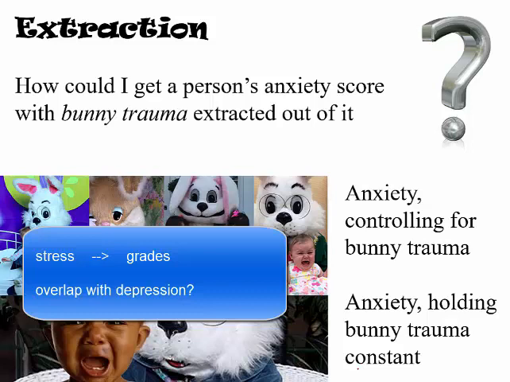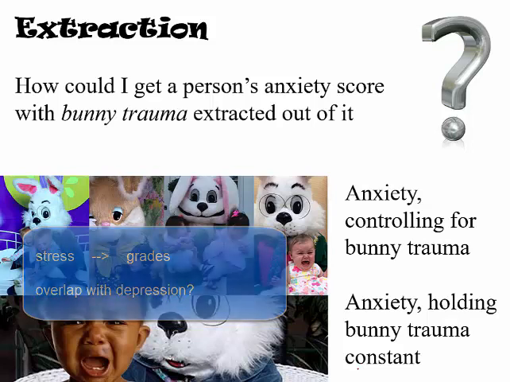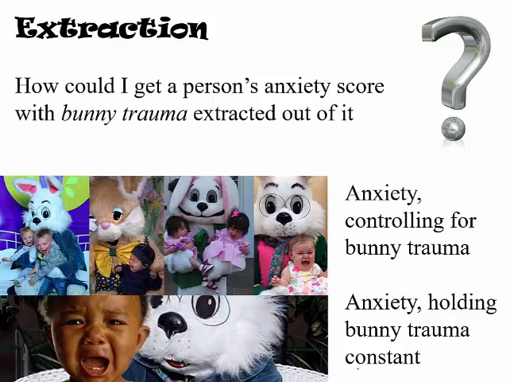So if I do a study and I find that stress correlates with grades, I don't know, is that specifically stress that correlates with grades, or am I really just assessing depression, and depression is the thing that correlates with grades? And so to find out if stress is something distinct from depression that has its own unique effect in predicting grades, I would need to find a way to extract depression out of stress. So that's what we're talking about.